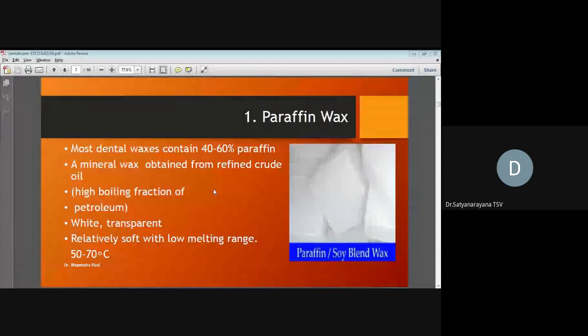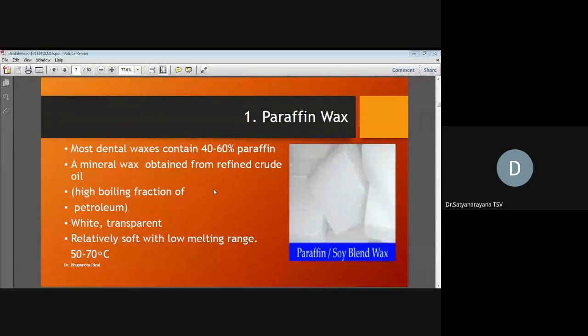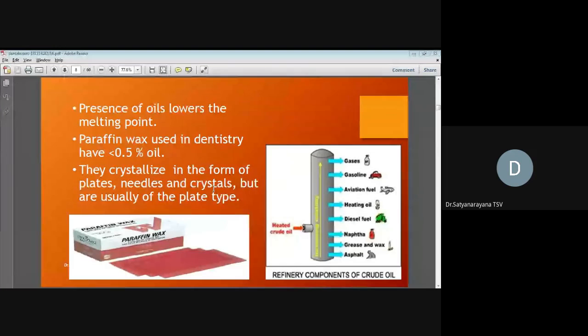So whatever they're asking, well, telling you. Okay. Most dental waxes contain 40 to 60% of your paraffin wax. It is a mineral wax obtained from refined crude oil, a high boiling fraction of petroleum, white, transparent, relatively soft, with a low melting point. Paraffin wax is used in dentistry.